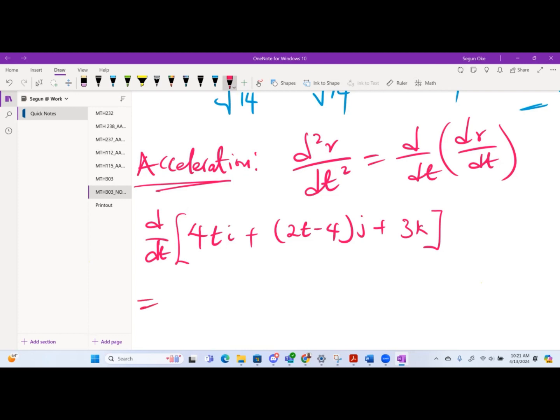So if you want to differentiate this, what do we have? We have 4i plus 2j, because this will turn to 0, then plus 0k, because there's no t here. It's more or less you are dealing with constants. And don't forget, we don't have t here. We don't need to substitute when t equals 1 again, because there is no t. If there is t, you can put t equals 1, but there is no t there.